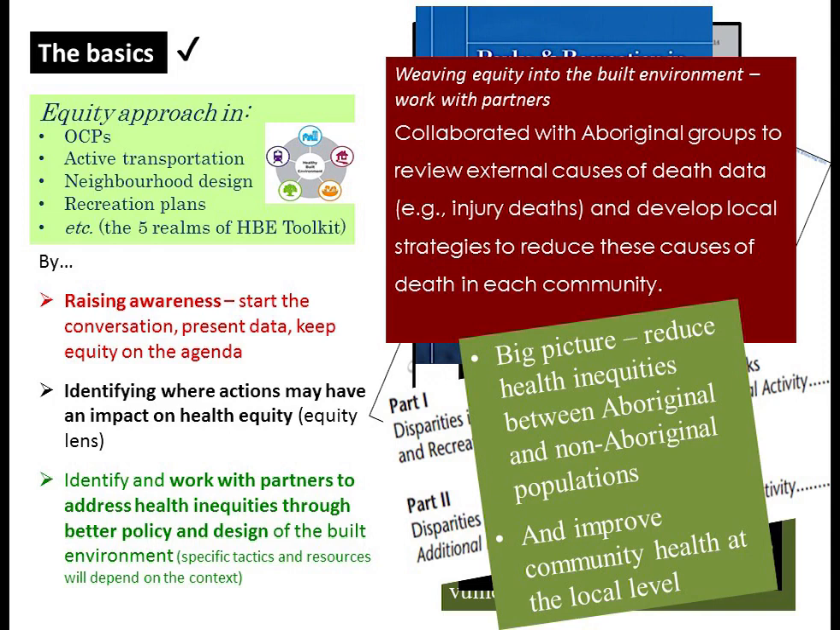And then the last one here is there's a bunch of public health professionals who worked with Aboriginal groups, and they looked at death data, specifically deaths that were occurring due to injuries, and then they worked together to come up with local strategies. This is linking into the big picture. So the big picture is we want to reduce the health inequities between Aboriginal groups and non-Aboriginal groups because there's a huge disparity in outcomes. And then you can do that by also improving health at the local level.